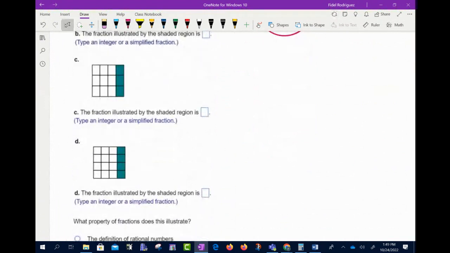Y'all, part C, same idea. 1, 2, 3, 4, 5, 6, 7, 8, 9, 10, 11, 12. So 12 ladybugs at the ladybug picnic. I don't know if y'all remember that from Sesame Street. But anywho, we have 3 out of the 12, which again is 1/4.